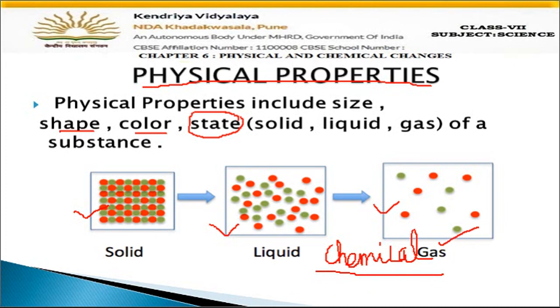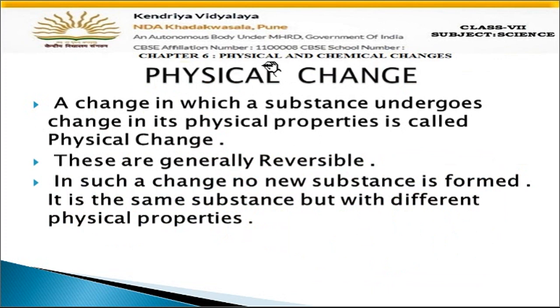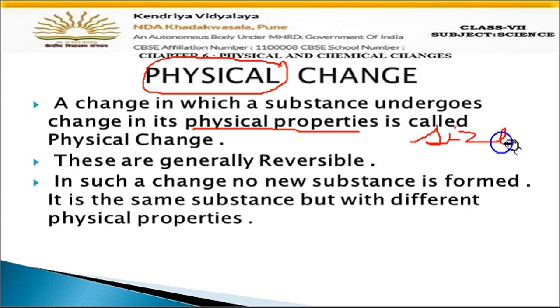Now let us start with the physical change. Physical change means the change which can be seen from outside, or the change in which the physical properties change. Physical properties you have studied just now. In physical properties, you studied about size, whether the size changes. The second one was shape, whether the shape of the object changes or not. If shape changes, size changes, or color changes, then such types of changes are called physical changes.